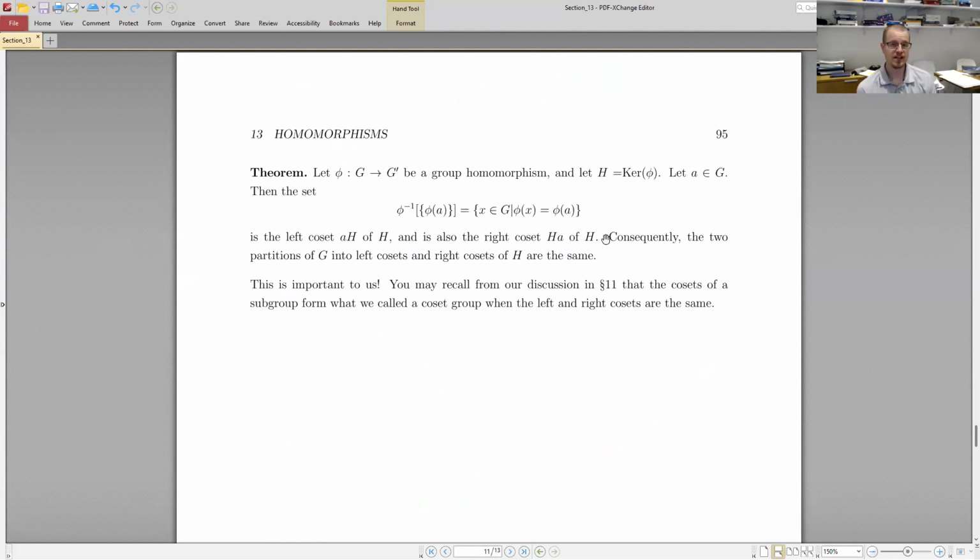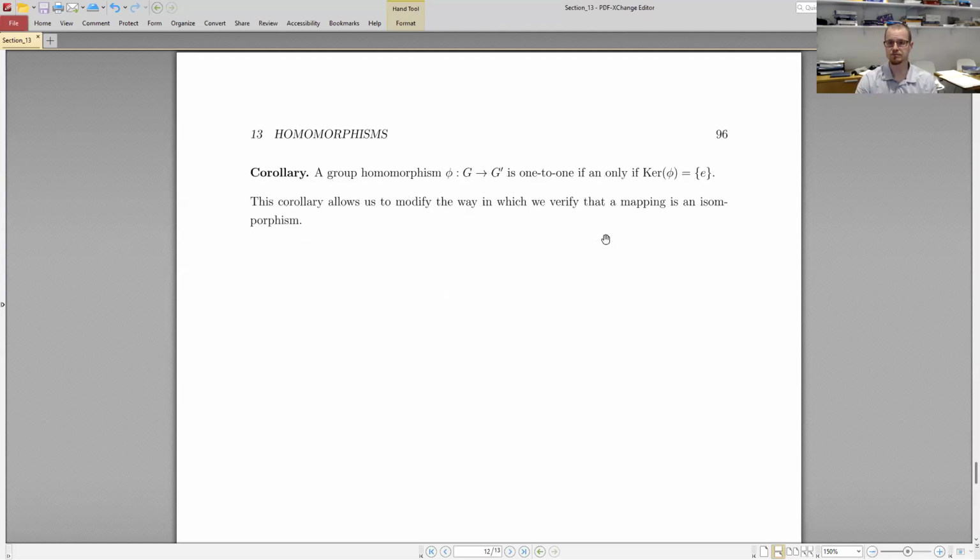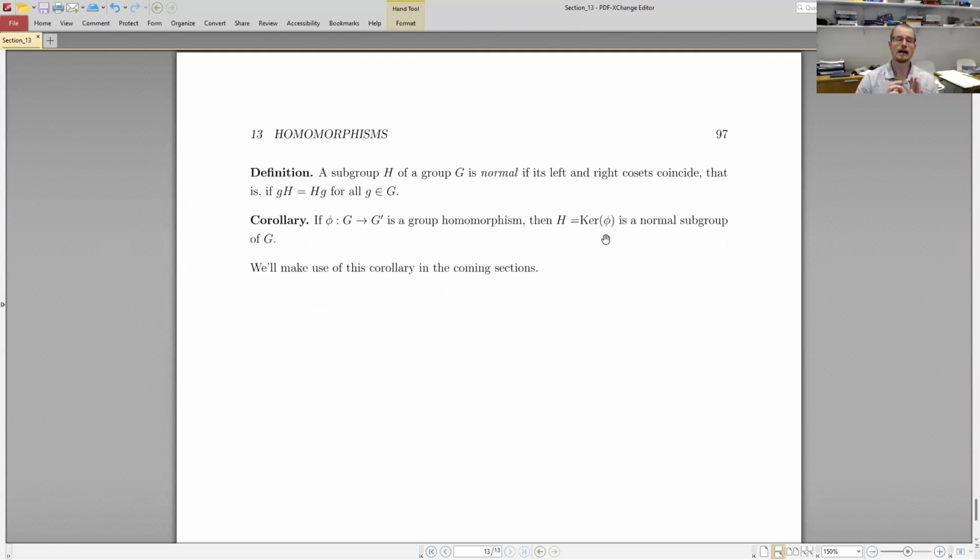Now, this property itself is very important to us. We're going to use it in later sections, and it is so important that on the page after that, we actually give a name to this property. When we have that the left and right cosets are the same, we say that that subgroup is normal. It is a normal subgroup.